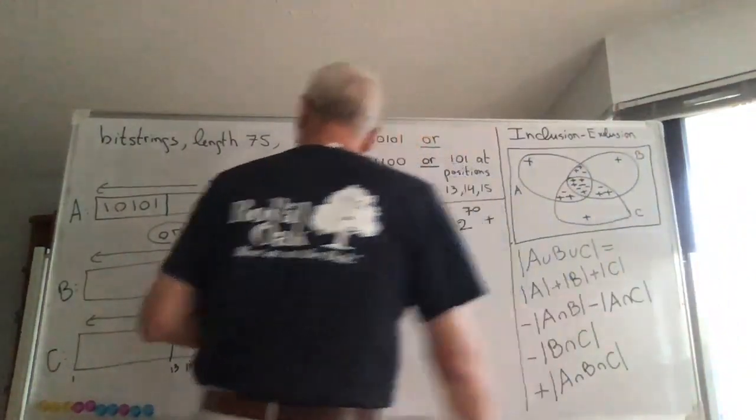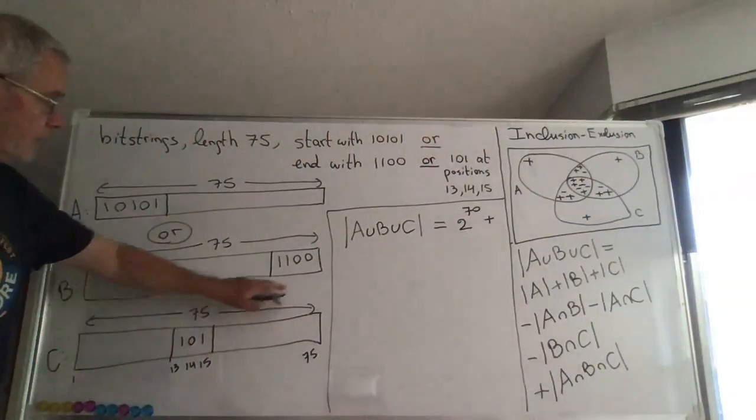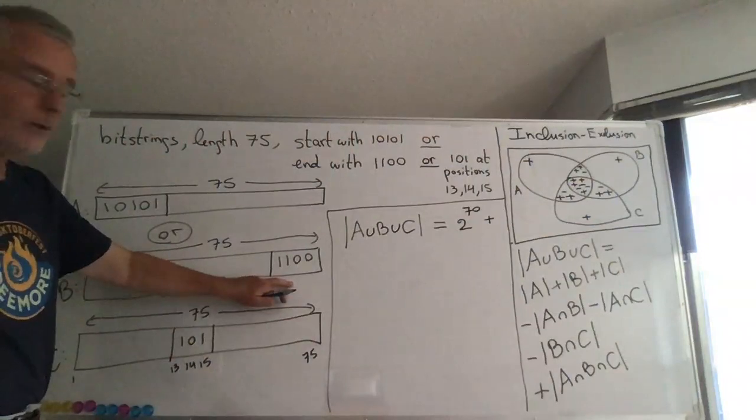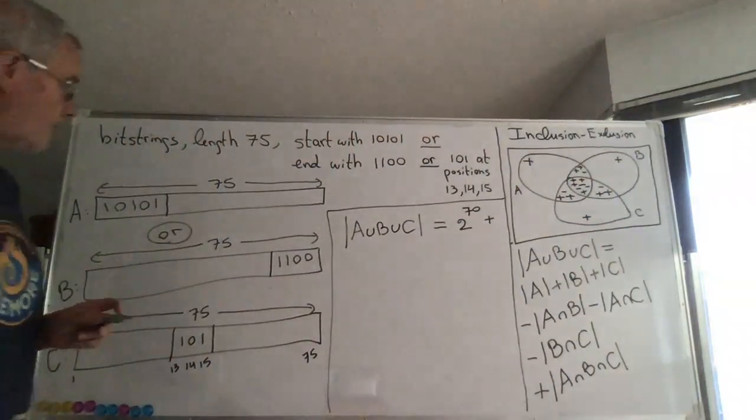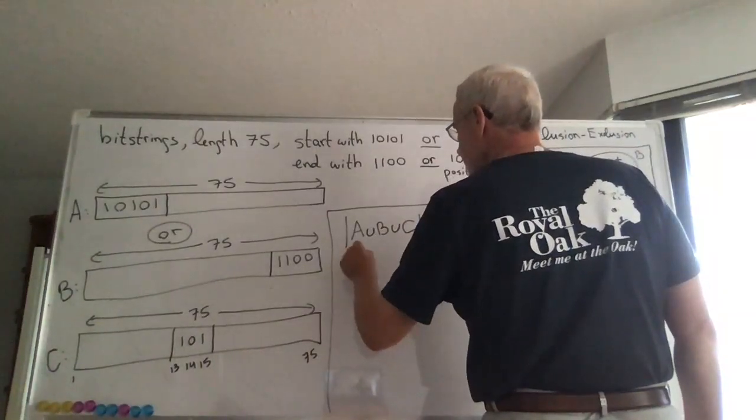Then we get the size of B. We saw that already. If you are in B, then the last 4 bits have been fixed. So we have to choose 71 bits. Get 2 to the 71.